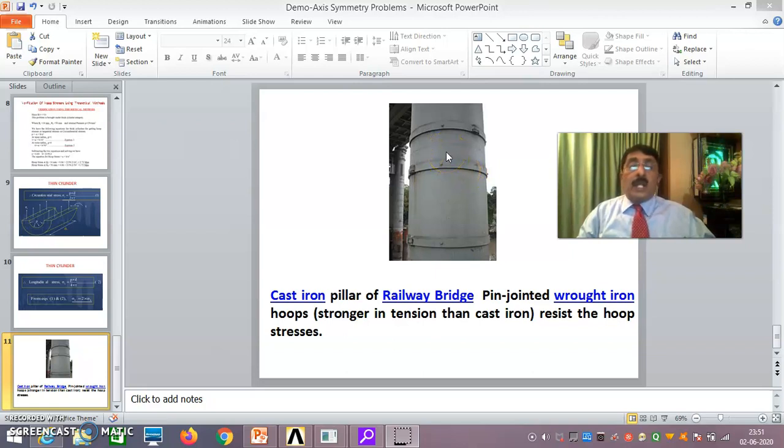Okay, now this is session 1 on axisymmetric solids. In session 2, we'll try to start with verification of this problem using Ansys.